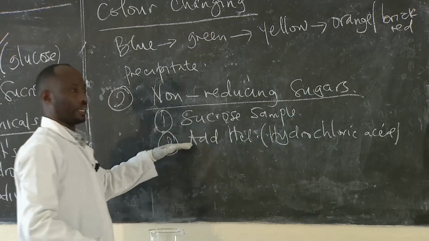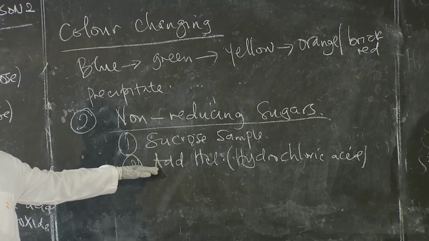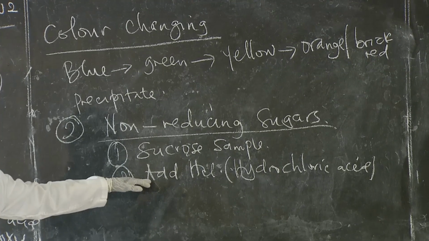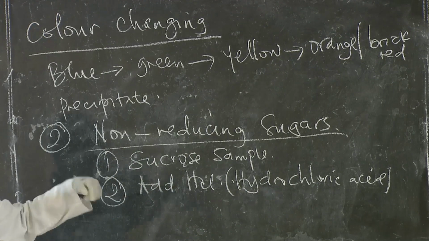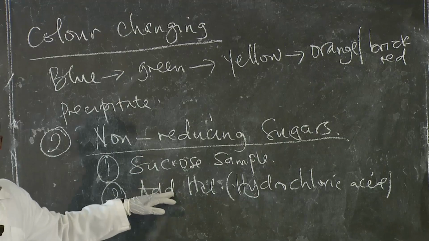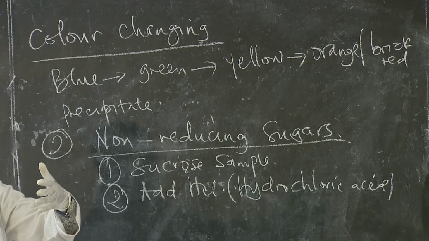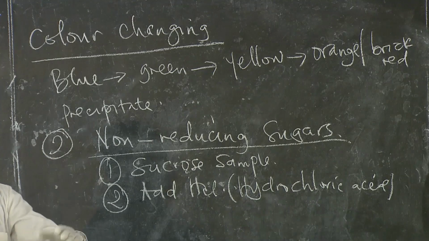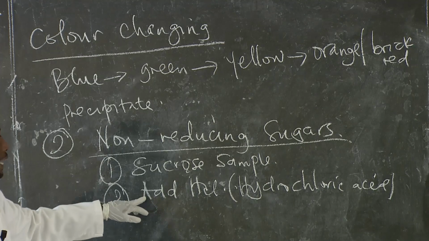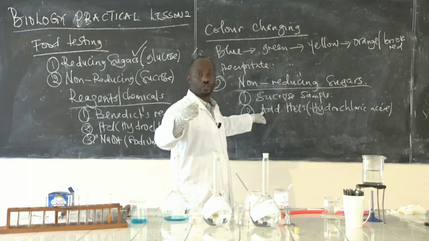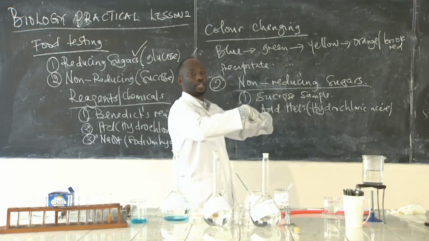Why do you have to add hydrochloric acid? I told you sucrose is a disaccharide. So once you add the Benedict solution, the color of the Benedict solution persists. Why? Because the sucrose is unable to reduce the copper ions that are present. So what we normally do is add hydrochloric acid to hydrolyze the bonds. After hydrolyzing the bonds, it breaks the disaccharide into monosaccharides. You get the point?